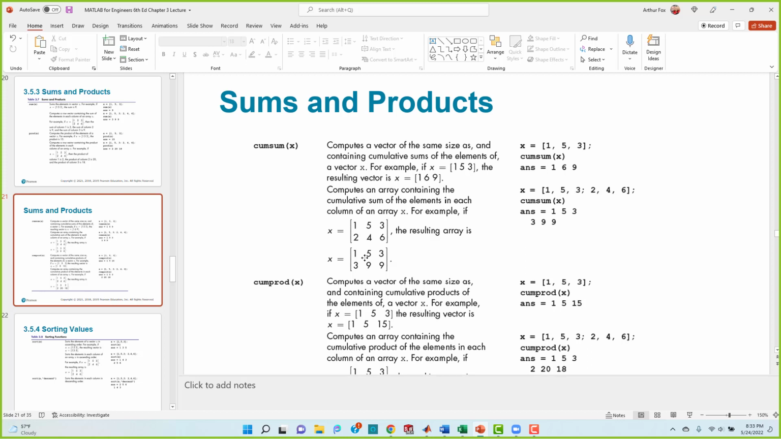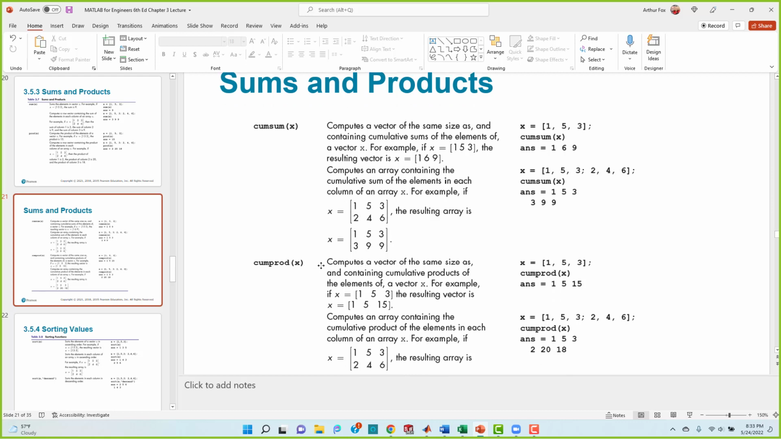So if this is your input, you have 1 plus 2 is 3, 3 plus 4 is 7, 7 plus 5 is 9... and it would just keep going depending on the size of your matrix, and the same with the product.